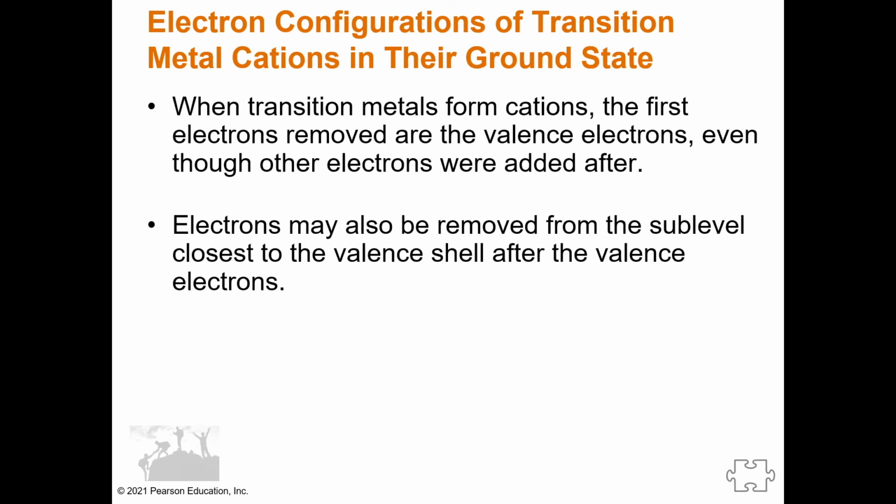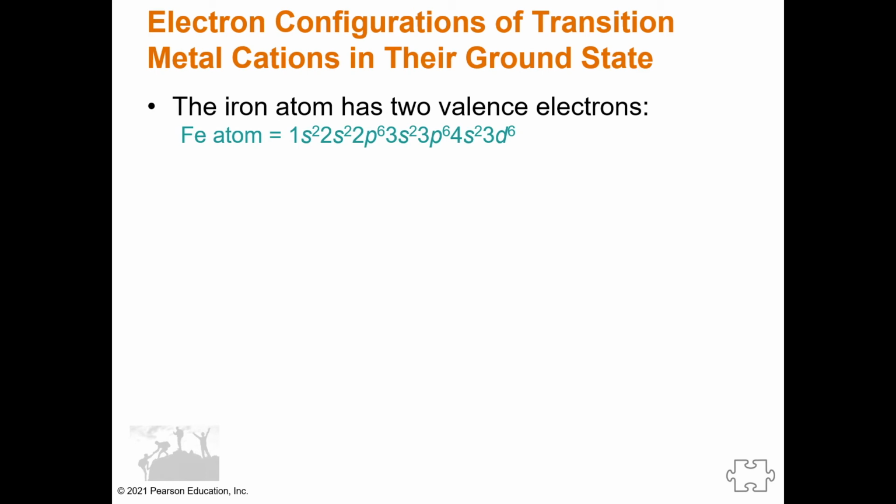With transition metal cations, it can be a little bit tricky, and that's because of the subshell splitting. We have to take a very close look at the electron configuration and determine which electrons need to be removed. Let's take a look at iron, which is a transition metal. Here we have the electron configuration for it.